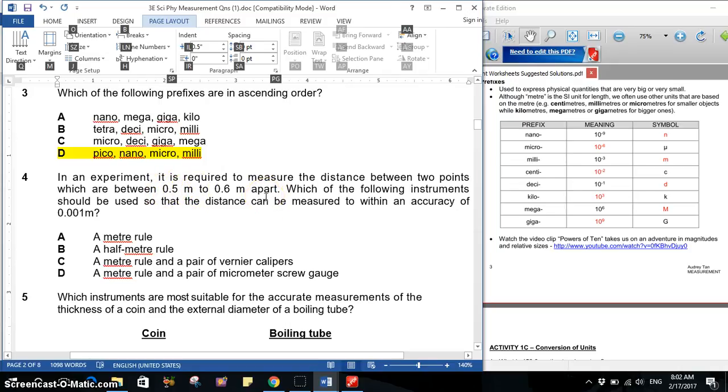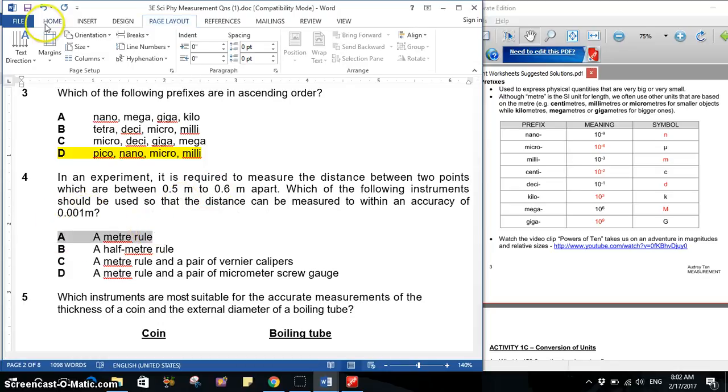For question 4, they ask you to measure an object that is between 0.5 meter to 0.6 meter. Now, this actually eliminates half meter rule because the length is larger than half meter. Then they tell us that the accuracy has to be 0.001 meter. If you convert it to cm, it will be equivalent to 0.1 cm. So the only instrument that can measure at least about 0.6 meter and have a precision of 0.1 cm is your meter rule. So your answer is A.